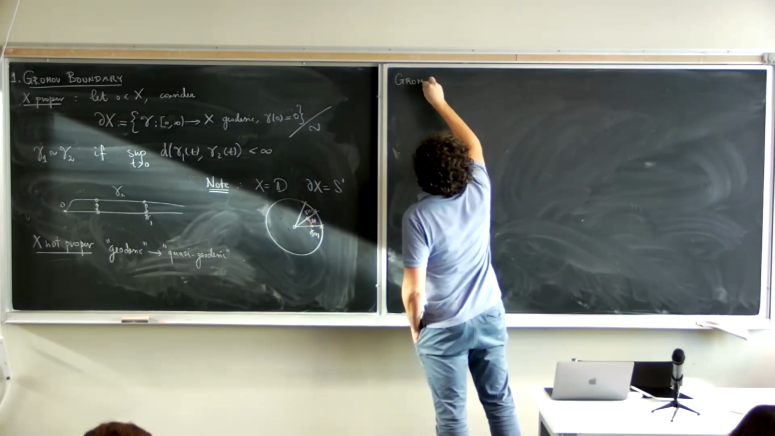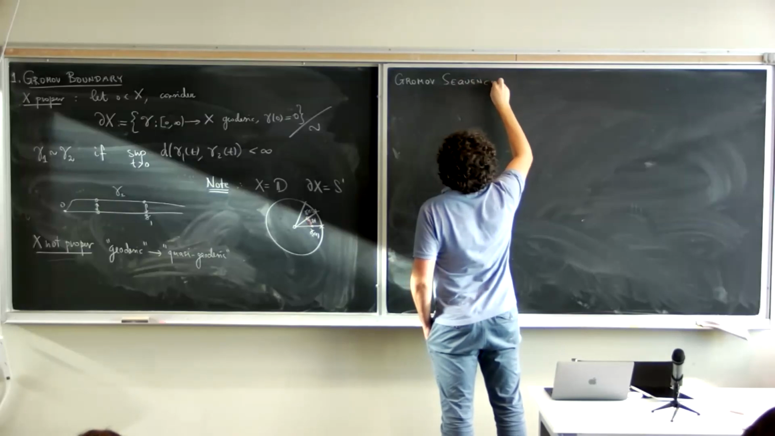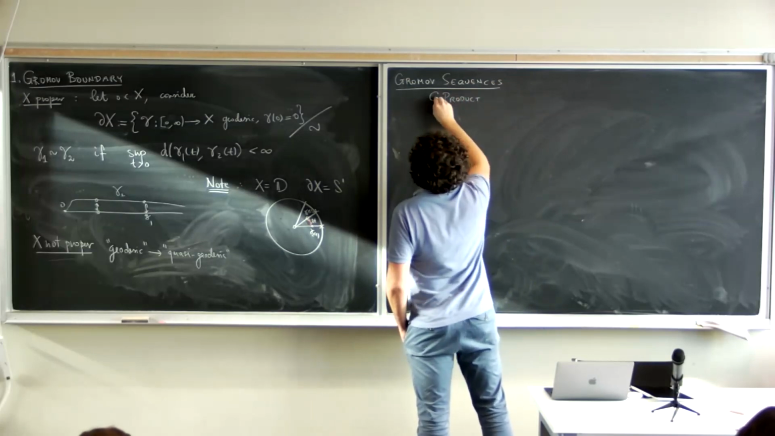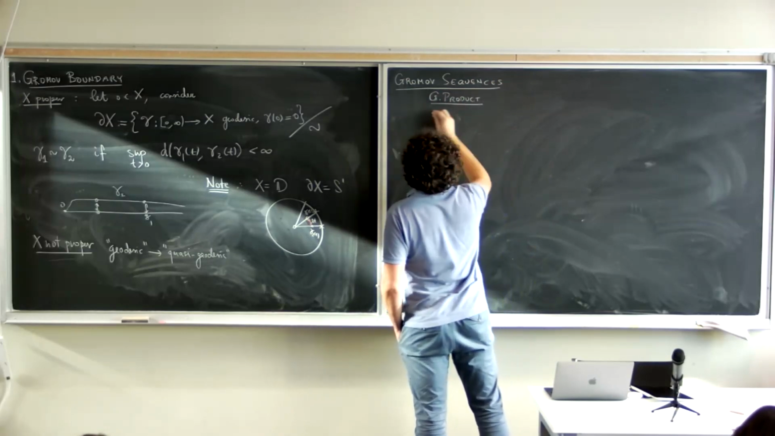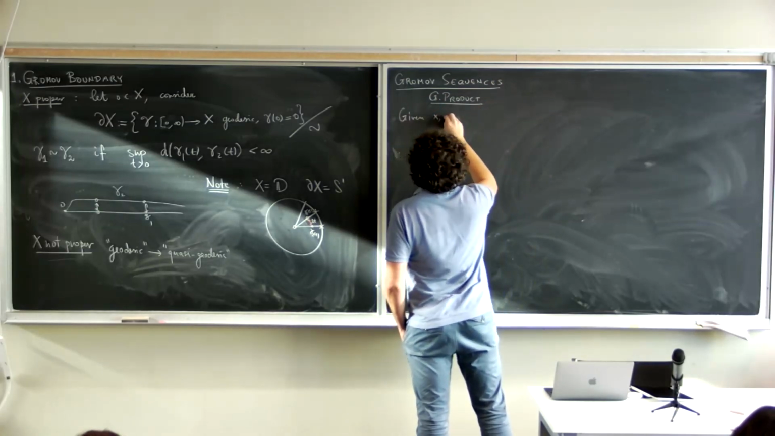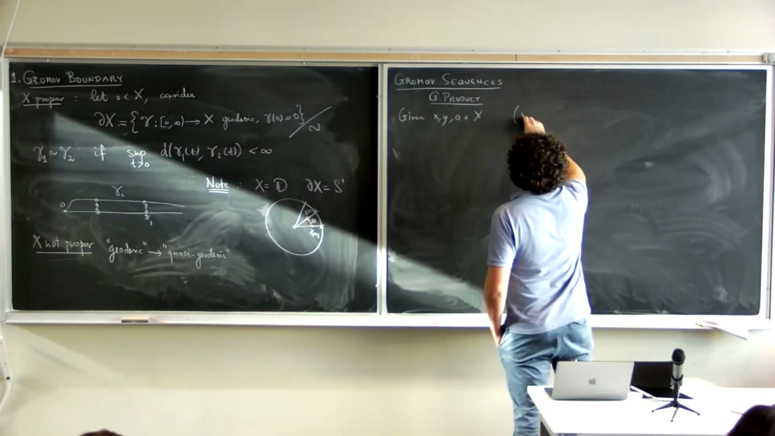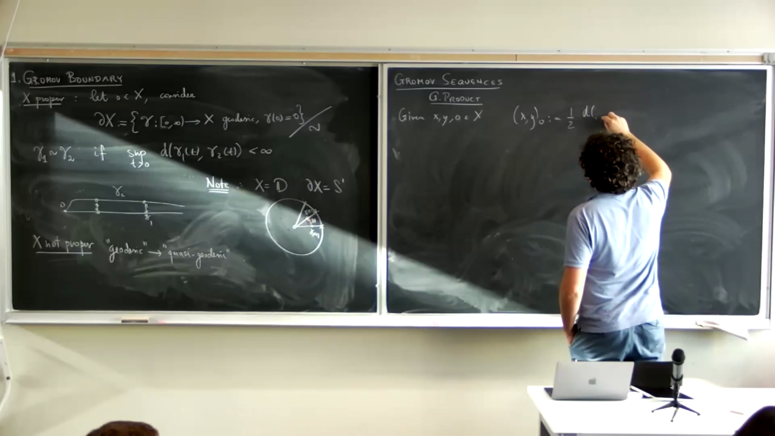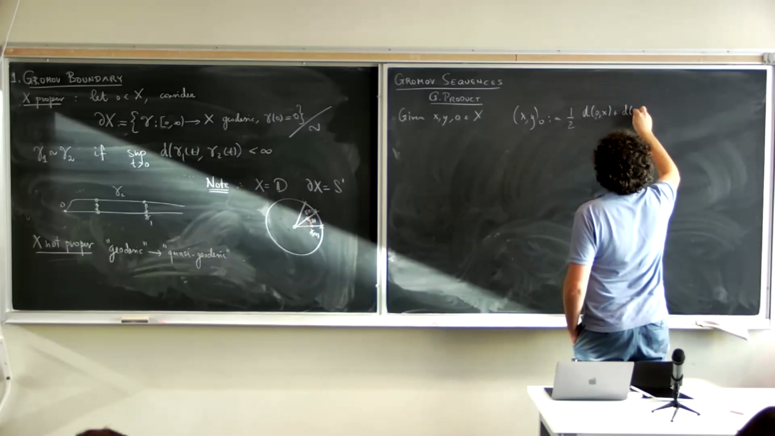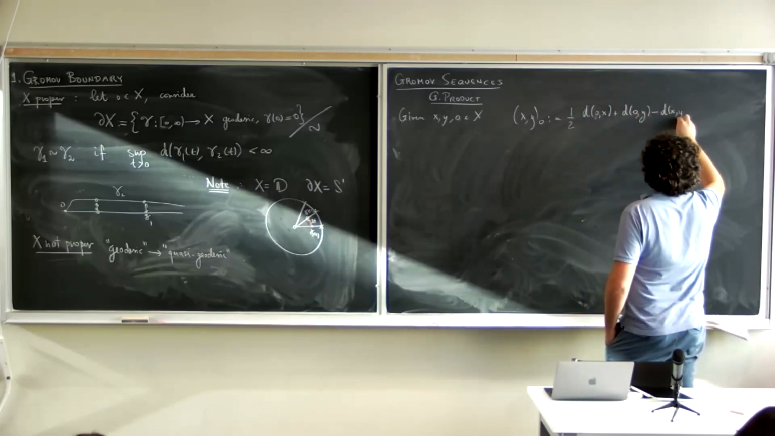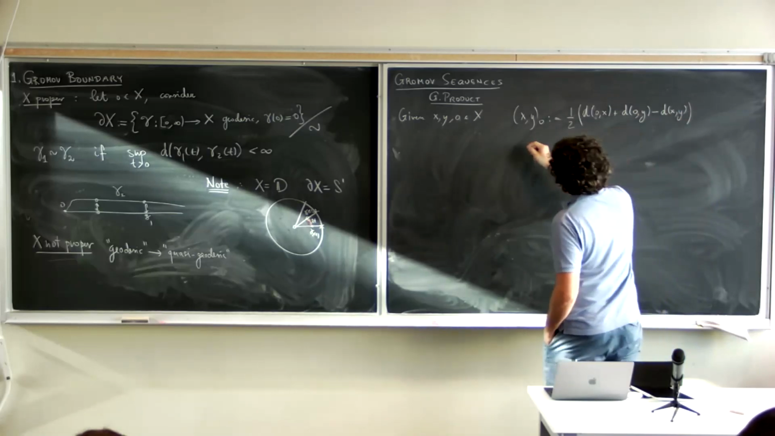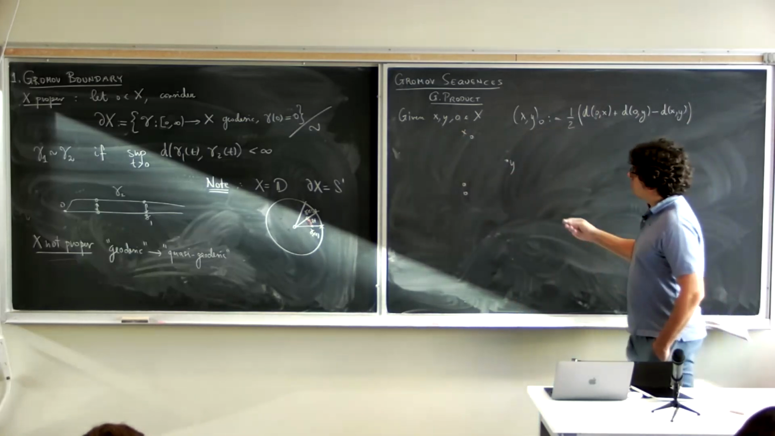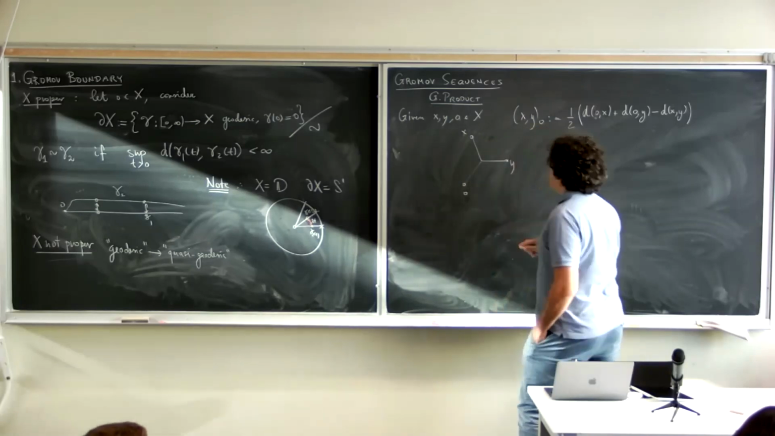So we have to talk about Gromov sequences, and to do that, we have to talk about the Gromov product. Given three points x, y, and a base point O in your space, we define the Gromov product of x, y based at O as 1/2 of the distance between O and x plus the distance between O and y minus the distance between x and y. So what is this? Let's suppose we are in a tripod, with O, x, and y, in a 0-hyperbolic space.